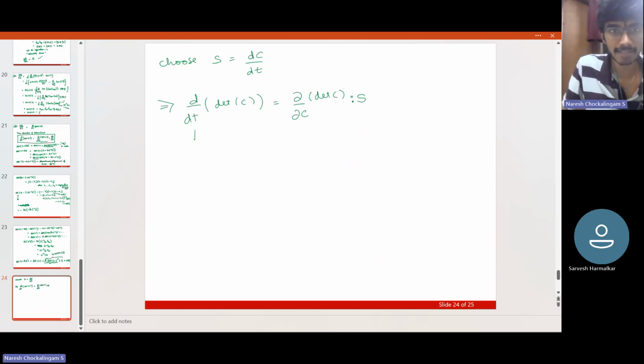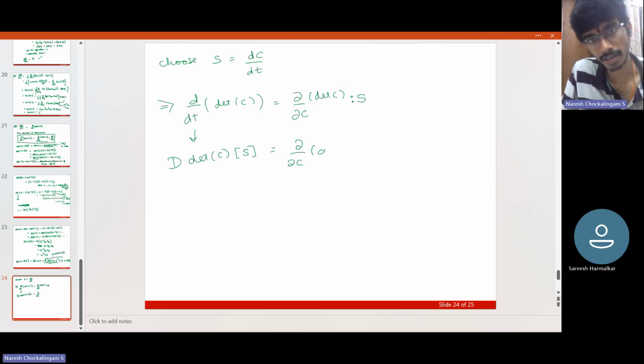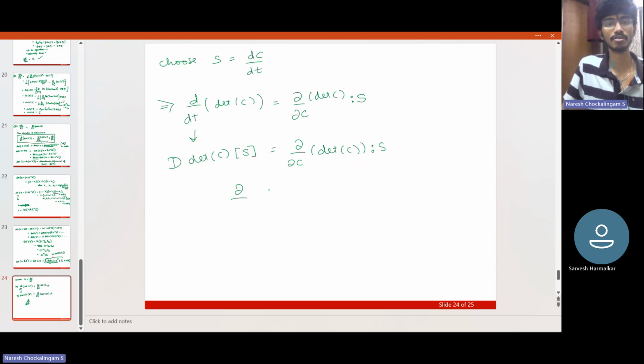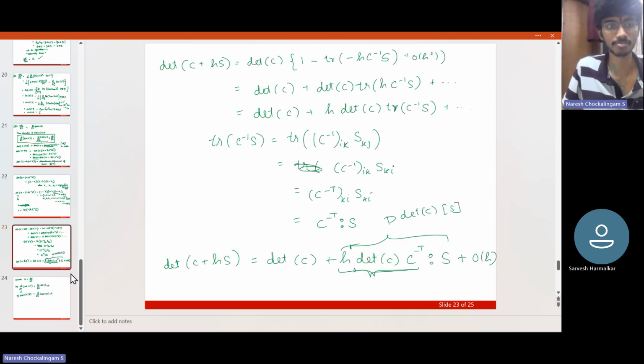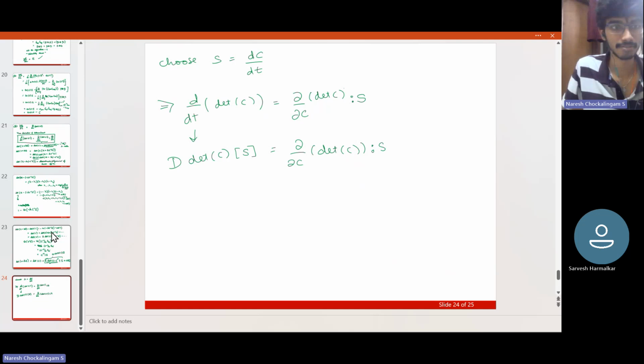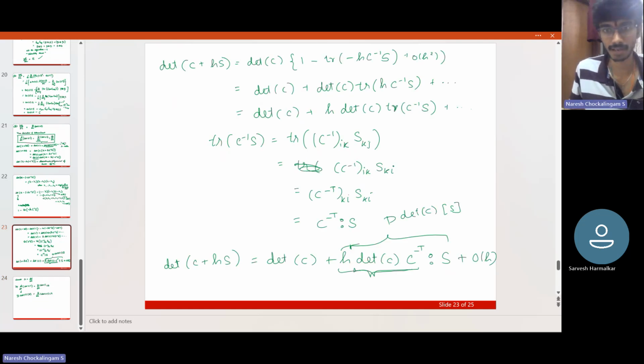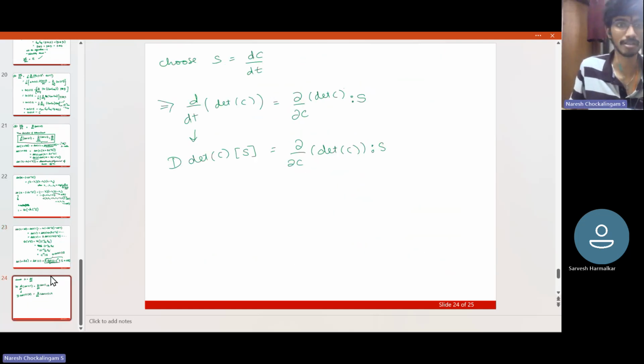So what we have on the left hand side now is the directional derivative of determinant of C in the direction S, which is equal to ∂/∂C of determinant of C double dot with S. And what is the directional derivative? The directional derivative of determinant of C in the direction S is nothing but this thing, C inverse transpose double dot S. So this is determinant of C times C inverse transpose double dot S.